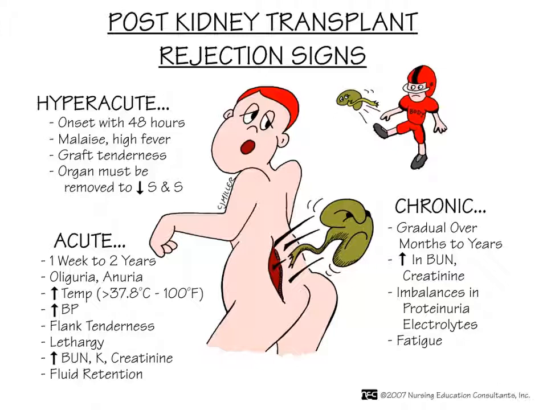In acute rejection, it happens 1 to 2 years after the kidney transplant, and the patient develops oliguria or anuria, increased temp, elevated blood pressure, flank tenderness, lethargy, increased BUN and creatinine due to the inability of the kidney to filter anything, and fluid retention. And chronic kidney rejection is gradual over months to years and results in an increased BUN and creatinine as imbalances in proteinuria and electrolytes develop, and the patient experiences fatigue.